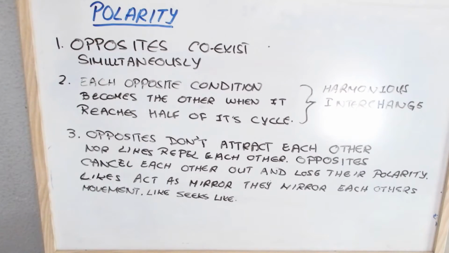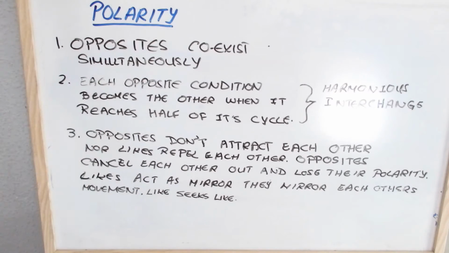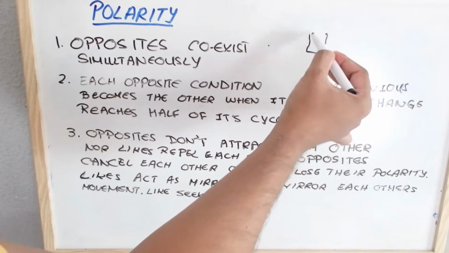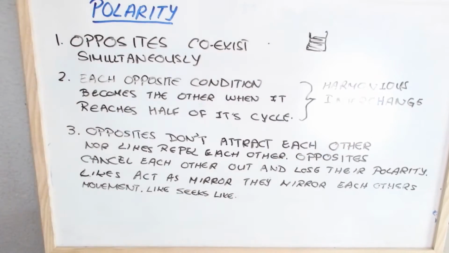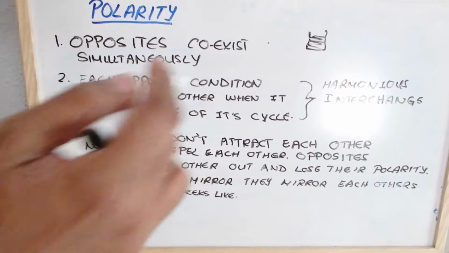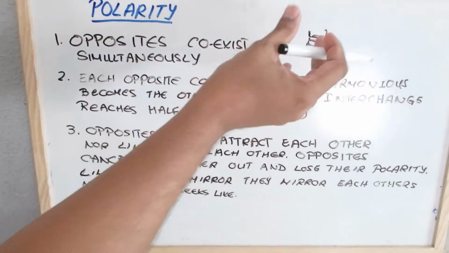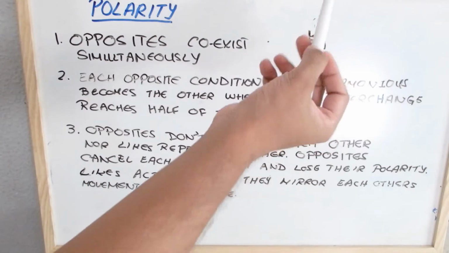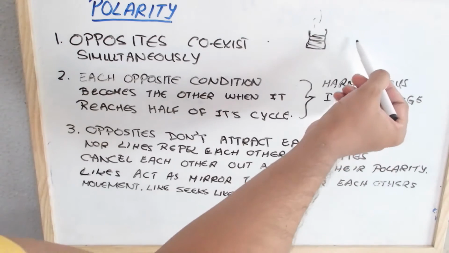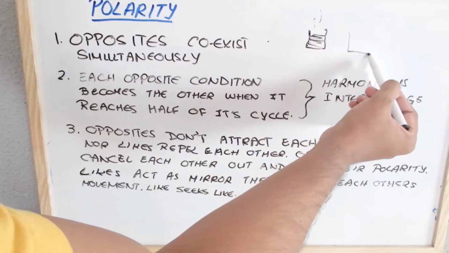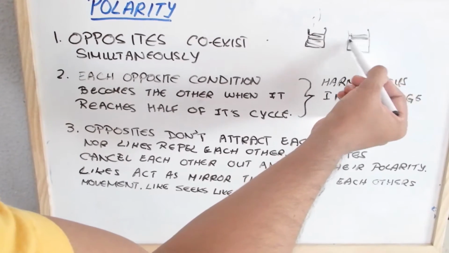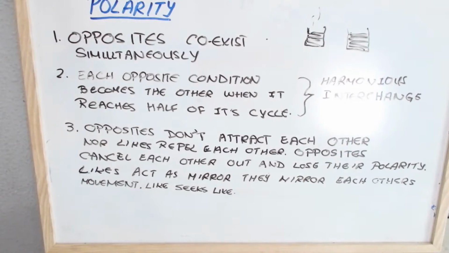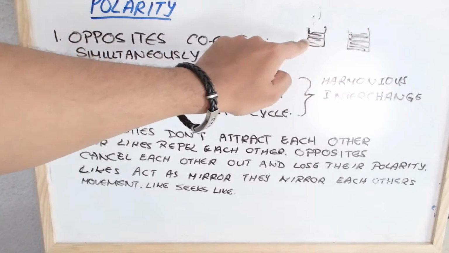So, rule number one: opposites coexist simultaneously. Why? Let's say this is a glass of hot water. How do you know that it's hot? You touch it, you feel it, or you can see the steam coming out. But in order to say that this is hot, you must know that cold water also exists, right? So the concept of hot cannot exist without cold, nor the concept of cold could exist without hot, right?